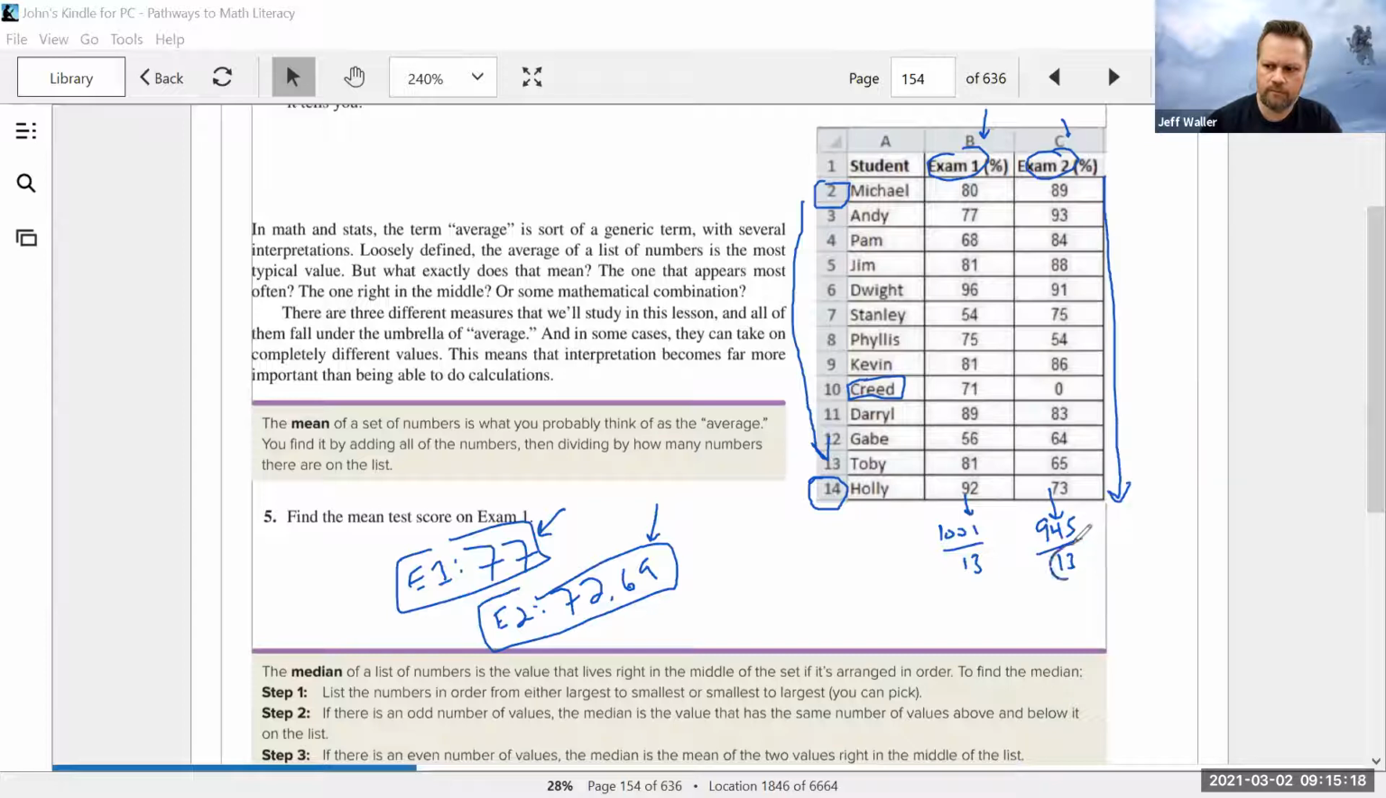Omit one grade. Yeah, I should have thrown this one out, which means I would still divide by 12. Do you understand? What do I get if I do that?